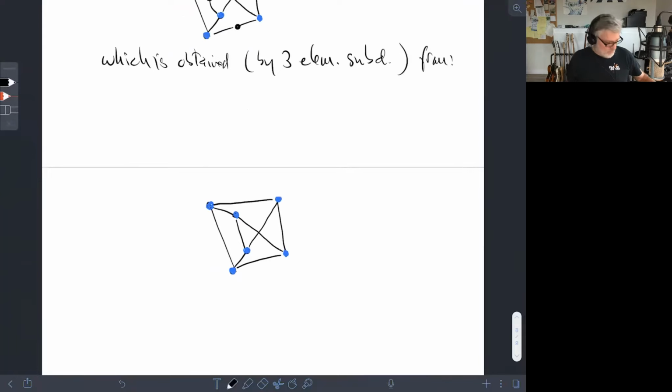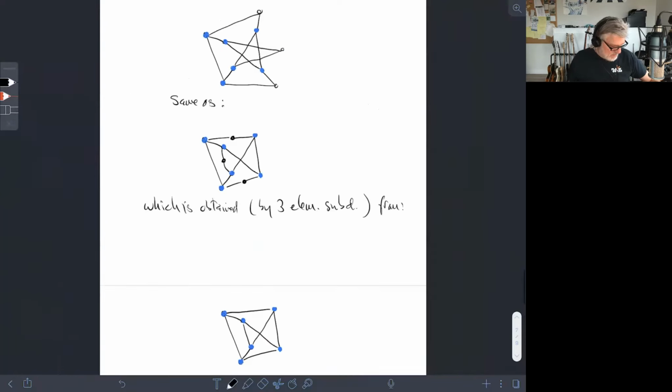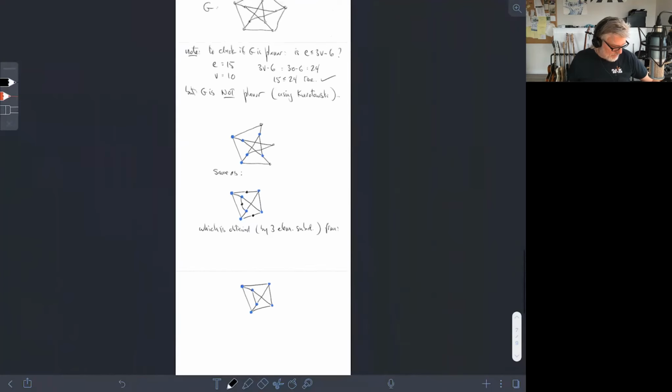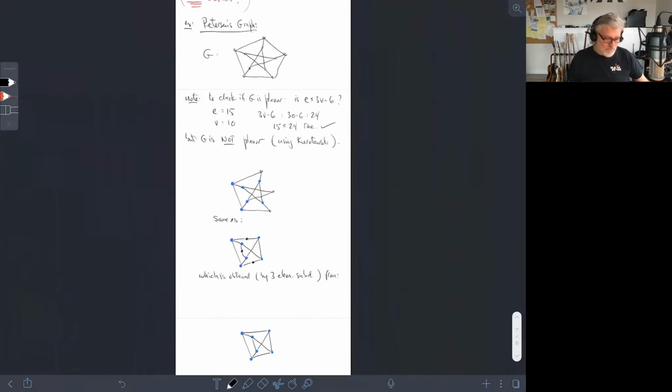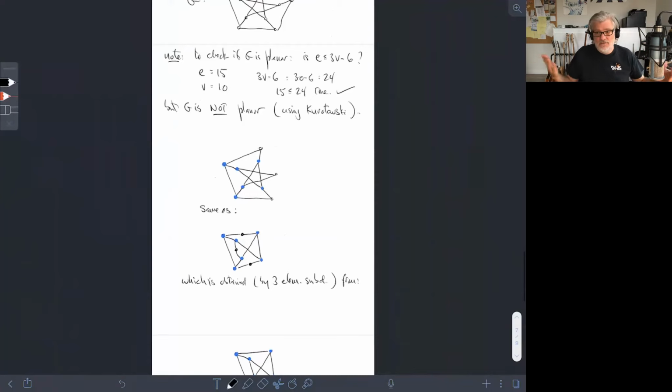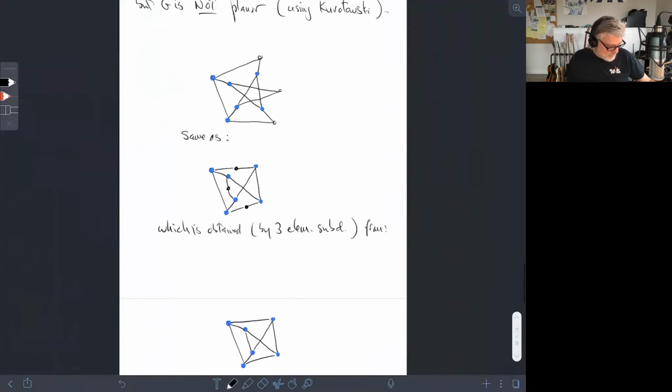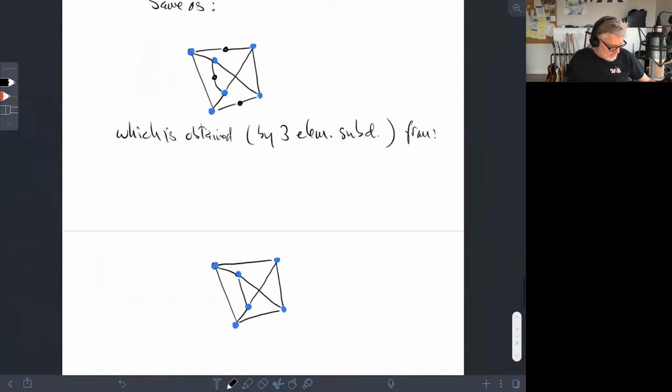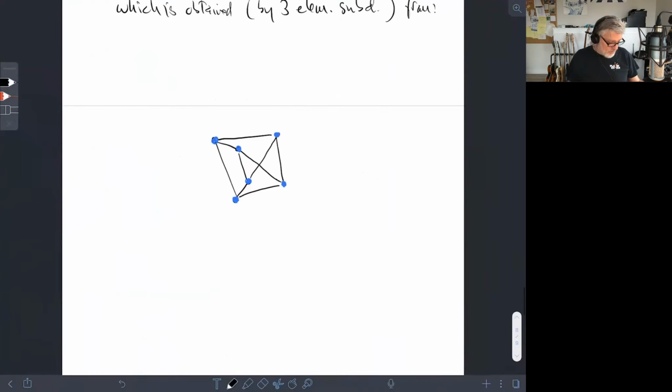Okay, so again, I started with the Petersen graph. I forgot about one vertex and the edges incident to it. Once you forget a vertex, you can't talk about edges incident to that vertex, obviously. And so now I have the subgraph of G, which is obtained by subdivision of this last graph that I put here. So what is this graph?